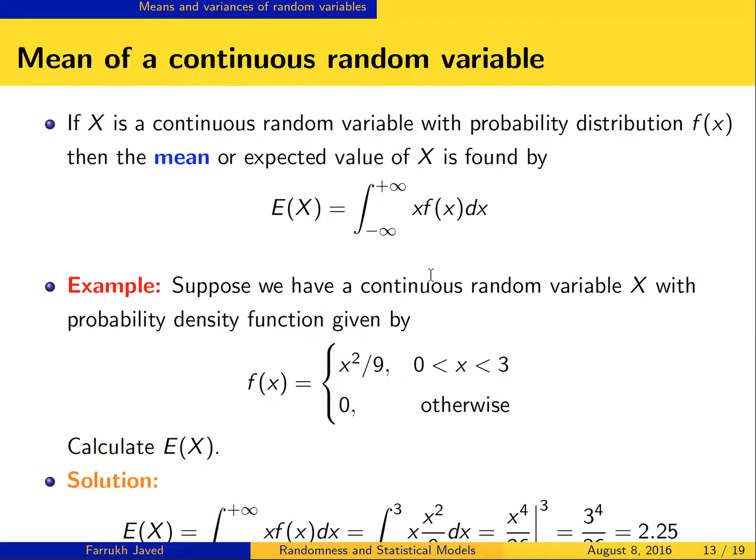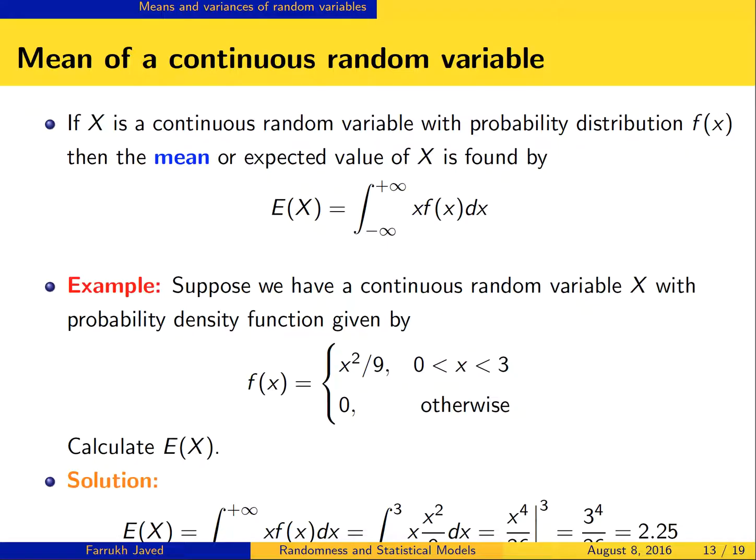For example, if we have a continuous random variable x with some density function, defined as x squared by 9, because it's continuous so it can be defined in that manner, and this function is valid between the limits from 0 to 3, and is 0 otherwise, meaning beyond 0 and beyond 3 that function has no value. So within only the limit of 0 to 3 this function has a definition, has a meaning, has some structure.